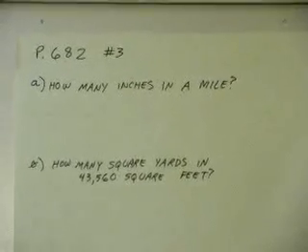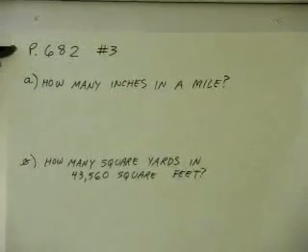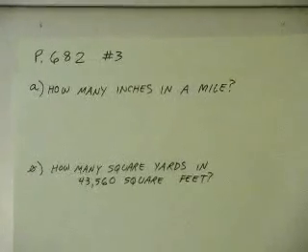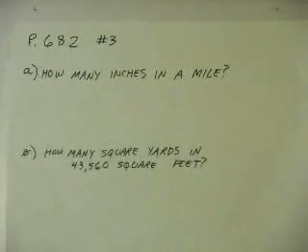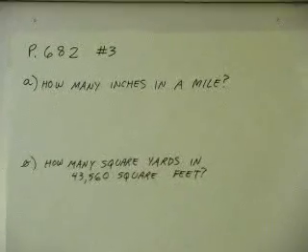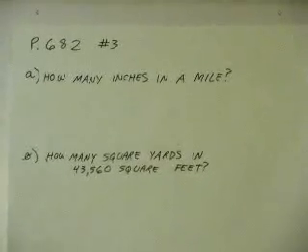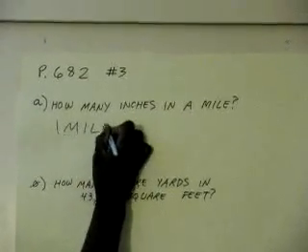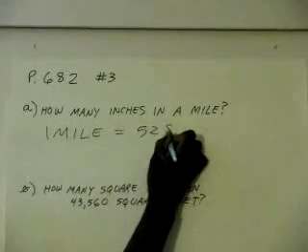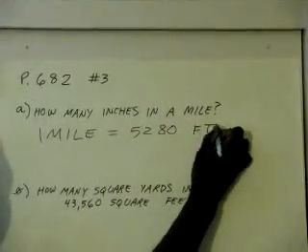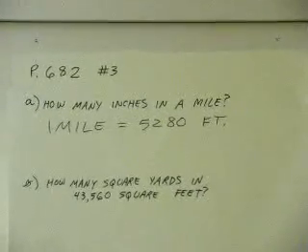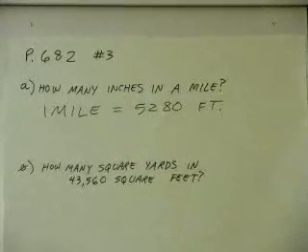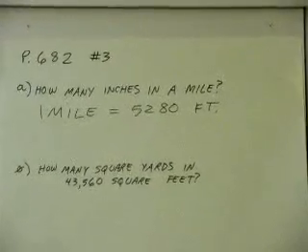First problem comes from page 682 in your text, and it's problem number 3, and we're going to look at parts A and B. Part A says, how many inches in a mile? Well, we know, for example, that in 1 mile there are 5,280 feet. So we can make a conversion factor 1 mile over 5,280 feet, or 5,280 feet over 1 mile.